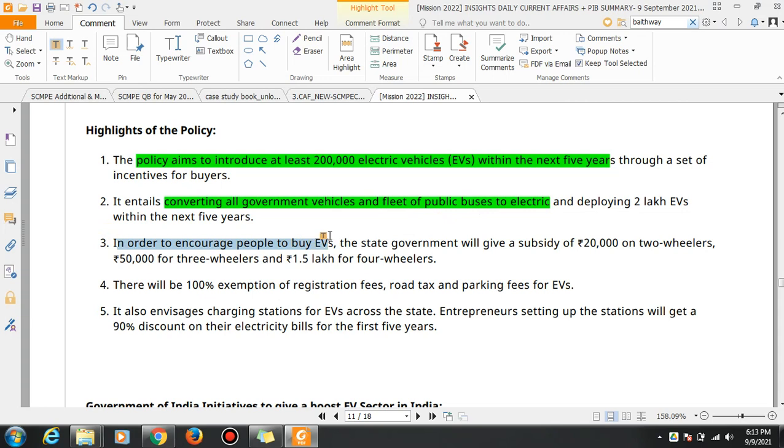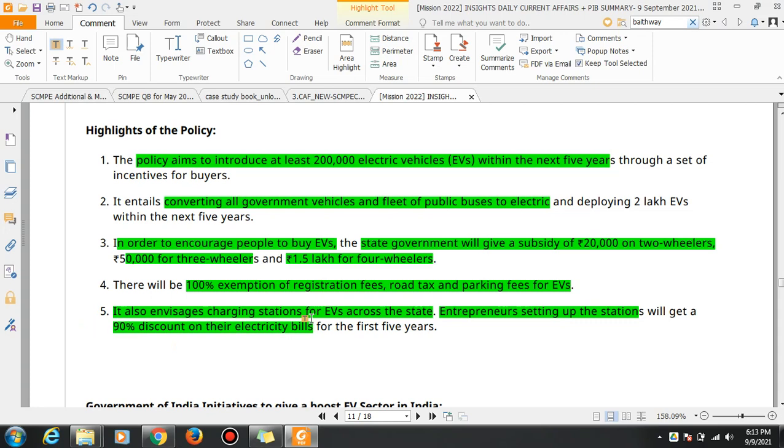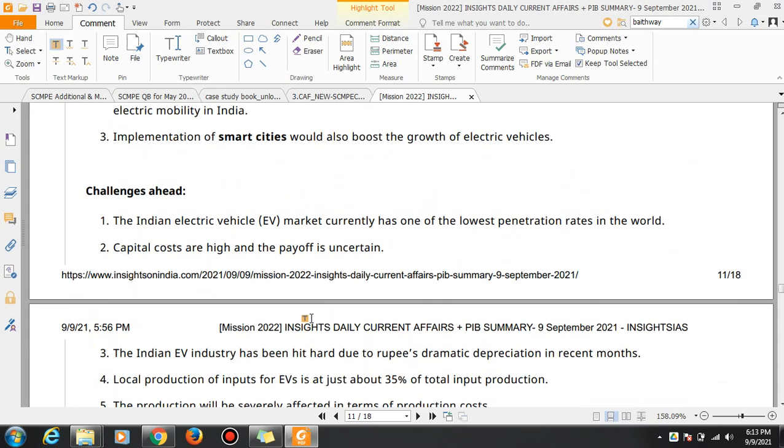In order to encourage people to buy EVs, the state government will give a subsidy of 20,000 on two-wheelers, 50,000 for three-wheelers, and 1.5 lakh for four-wheelers. There is a 100% exemption of registration fees, road tax, and parking fees for EVs. It also invites charging stations for EVs across the state. Entrepreneurs setting up stations will get a 90% discount on the electricity bill for the first 5 years.